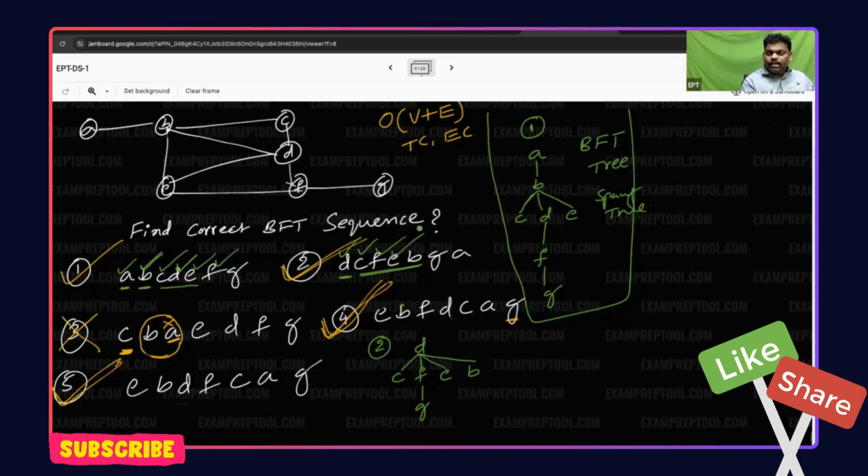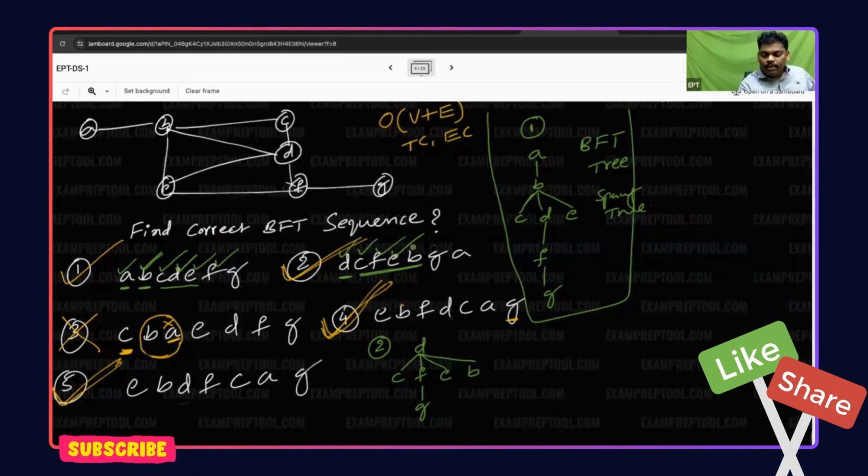Now let's go to E. Can you see the graph and tell me who is E's adjacent? E adjacent is going to be B, D, F. But in the green diagram, B is already over, D already over, F already over, so nothing will come.